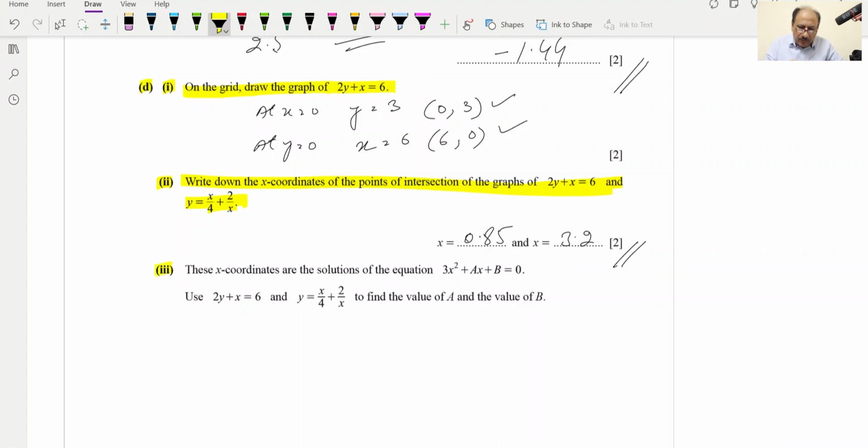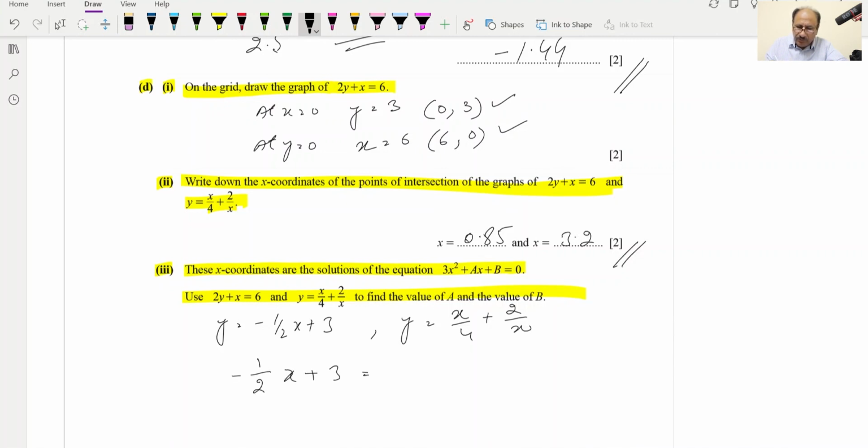Now third part, these coordinates are solutions of the equation. Use these equations to find the value of a and b. We know our one equation is y is equal to minus 1 by 2x plus 3, and the second equation is y is equal to x by 4 plus 2 over x. So now we can equate them. So minus 1 by 2x plus 3 will be equal to x by 4 plus 2 over x.